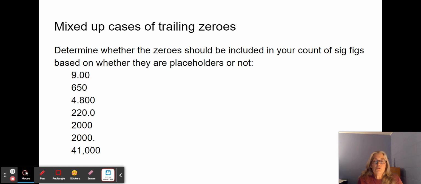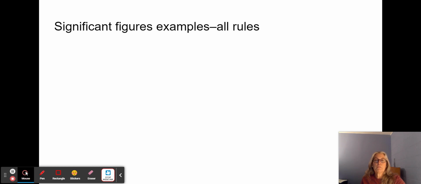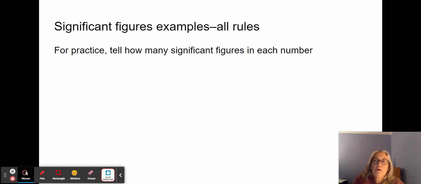41,000 has 2 significant figures. No decimal point. Trailing zeros are not significant. And 37.0, 3 significant figures. With the decimal point, the trailing 0 is significant. All right, some examples, all the rules all mixed up. For practice, tell how many significant figures in each number. 114 has 3. 76,000 has 2. 4,007 has 4.